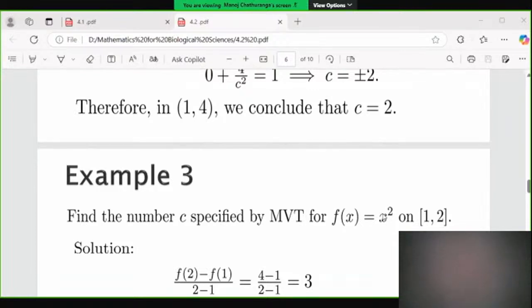Now find a value c such that the derivative at c is 3.